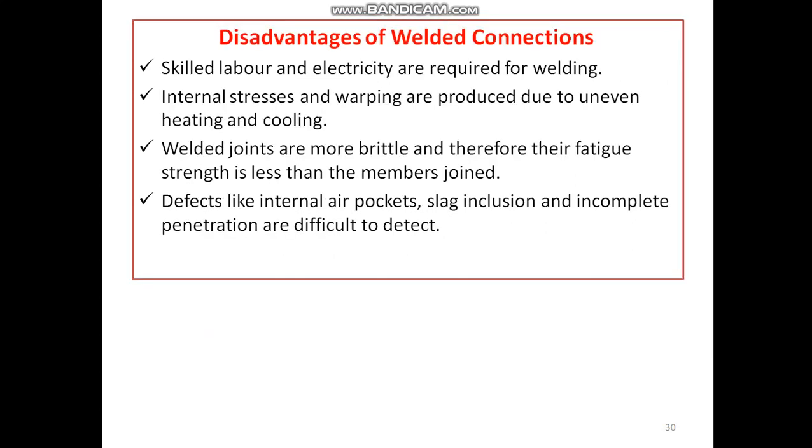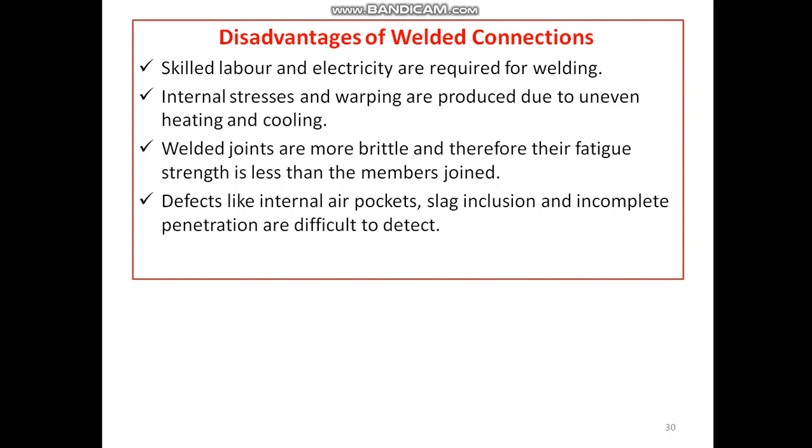A few disadvantages of welded connections: usually we require skilled labor and electricity is required. That is one of the disadvantages. The internal stresses or warping are produced due to uneven heating and cooling, and warping stresses are usually related to the successive heating and cooling effect. You have studied this. The welded joints are more brittle and therefore their fatigue strength is less when compared with the bolted connections or the members which are joined.